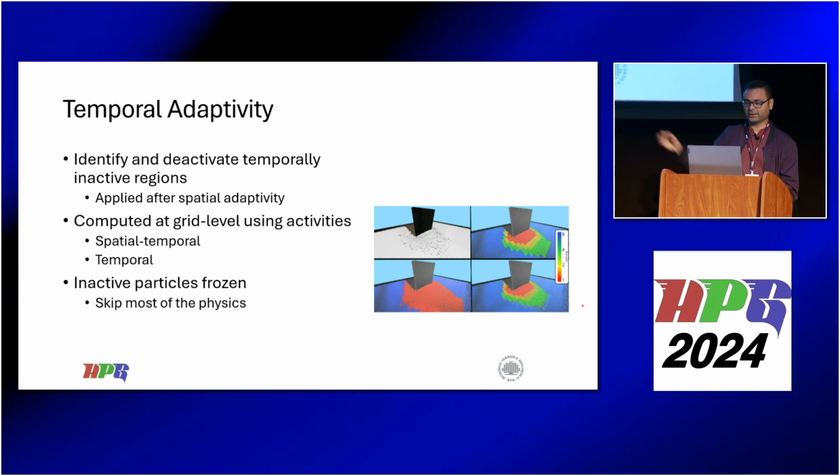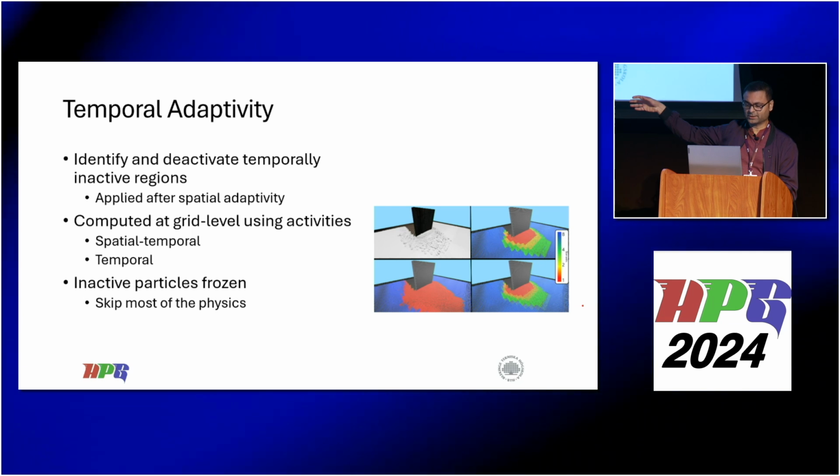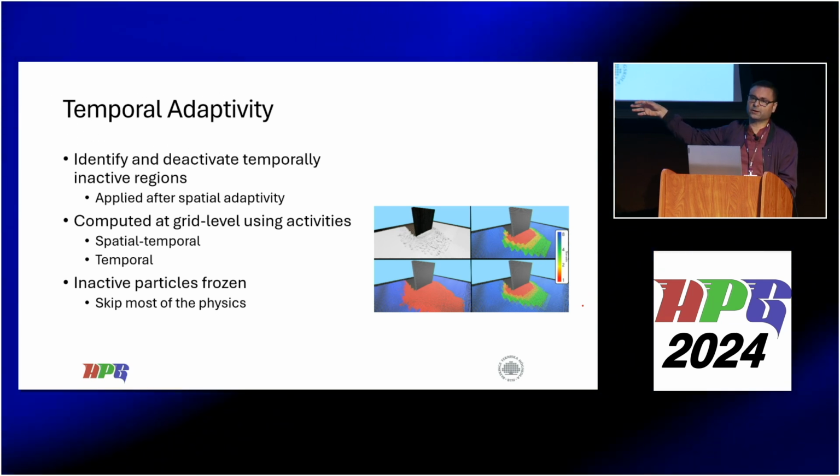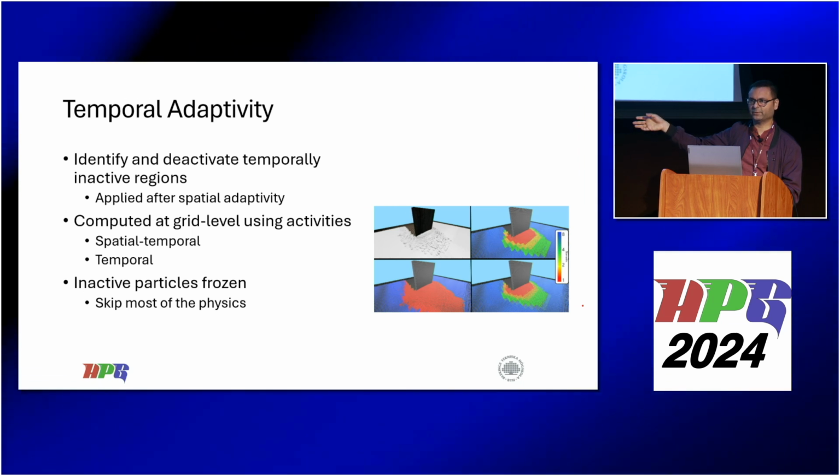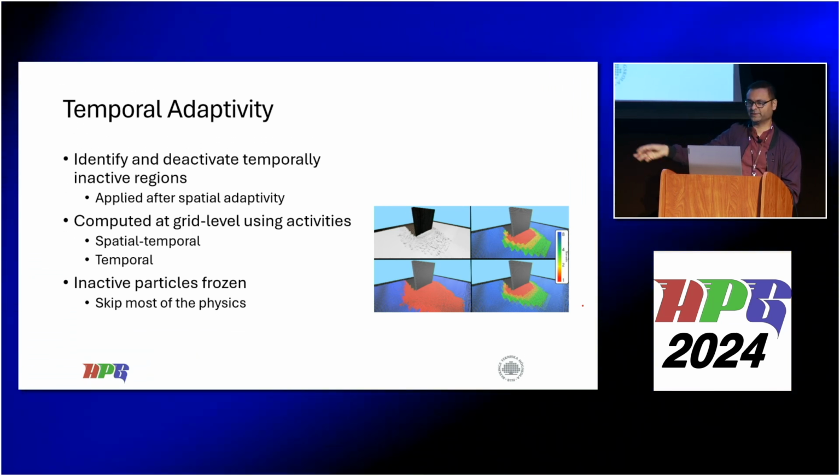So regions like, as you see, there's a lot of region in this particular scene that is actually not moving at all. Those regions do not need to be updated every frame. We can completely skip all the computation there.